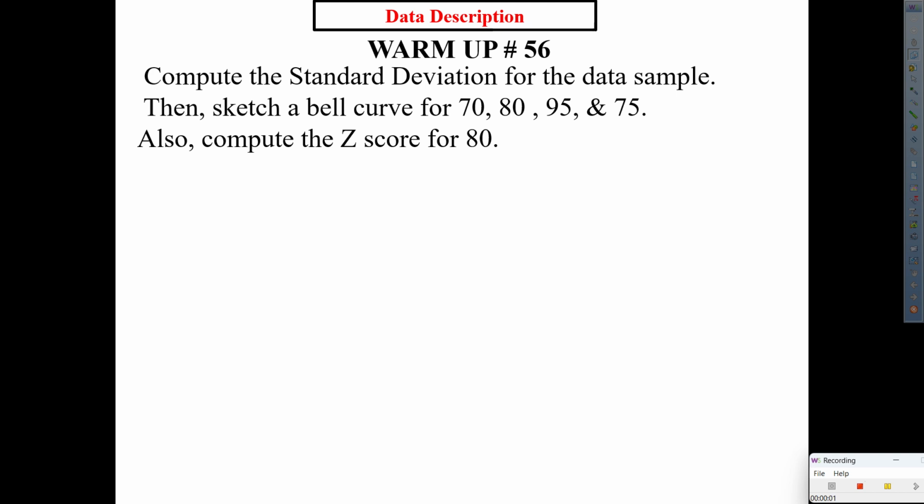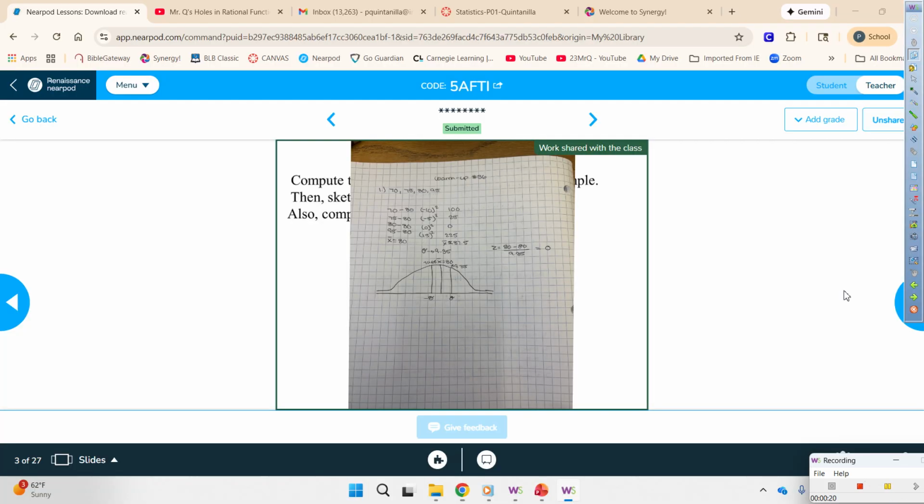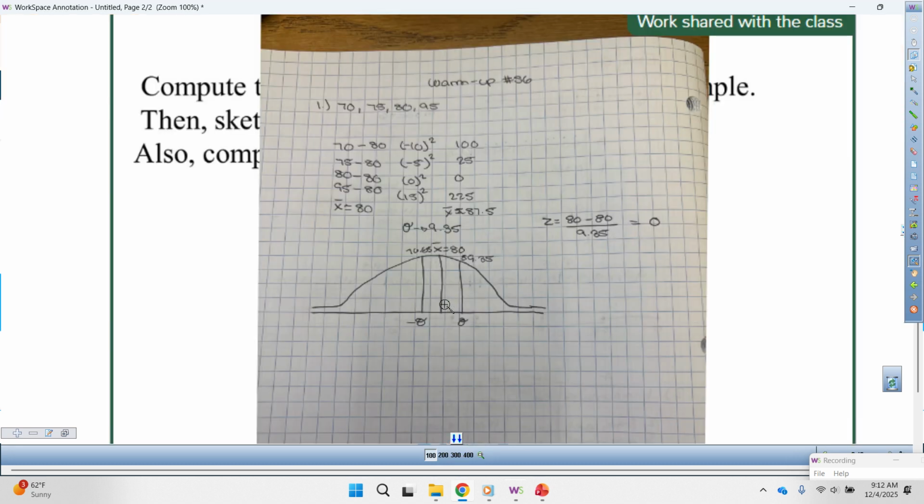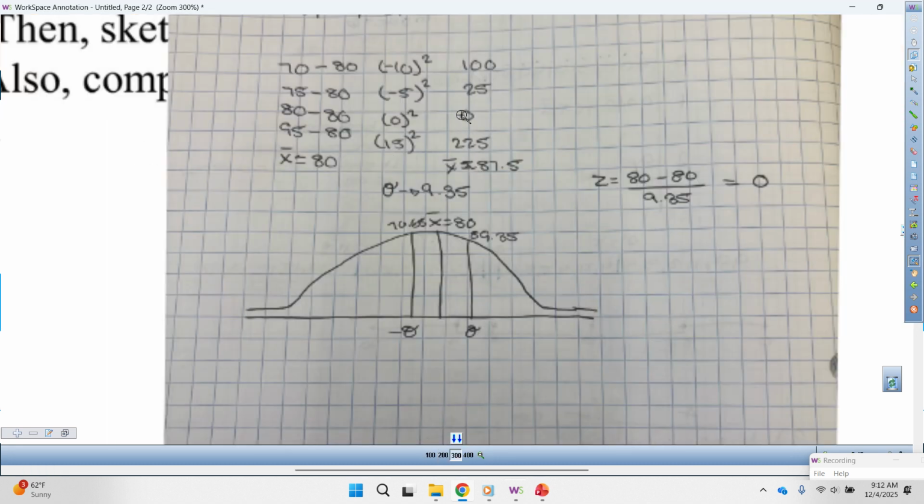56, find the standard deviation, make a bell curve for 70, 80, 95, and 75. Then also compute the z-score for 80. Okay, we good? Z-score of 0. And it looks like they found the standard deviation, or the mean was 80. Let's see, 80.